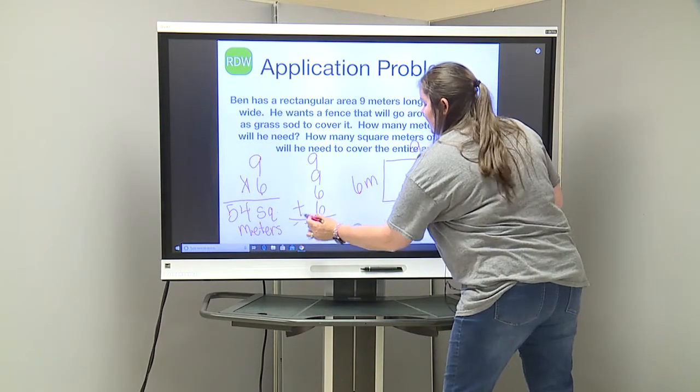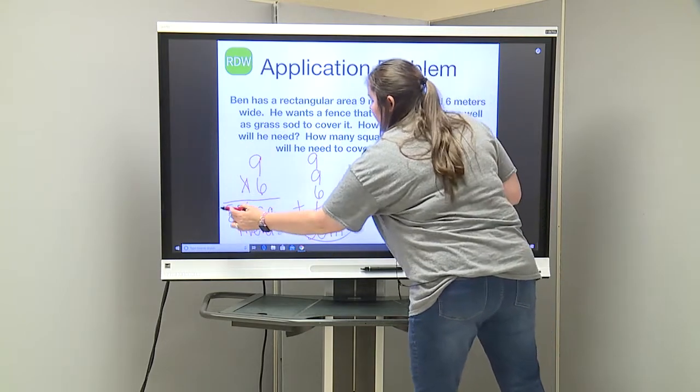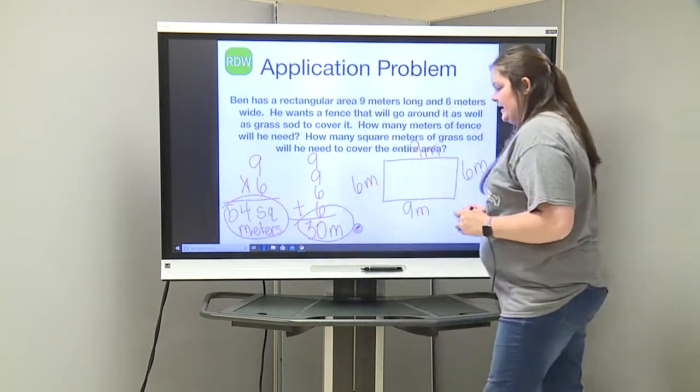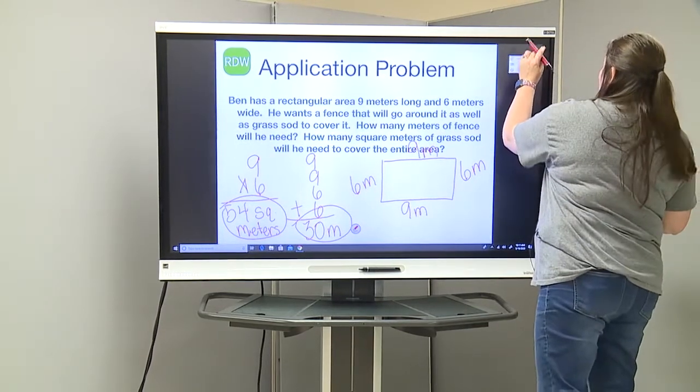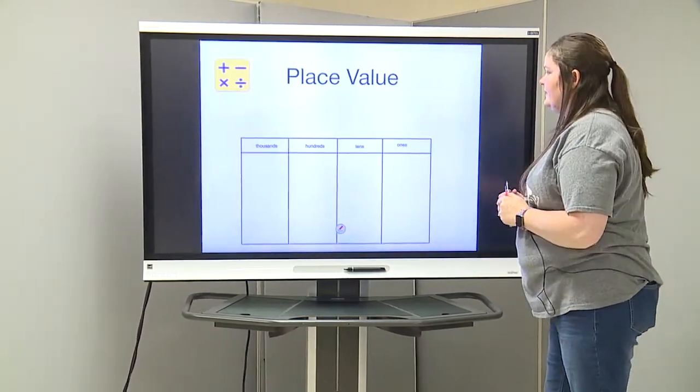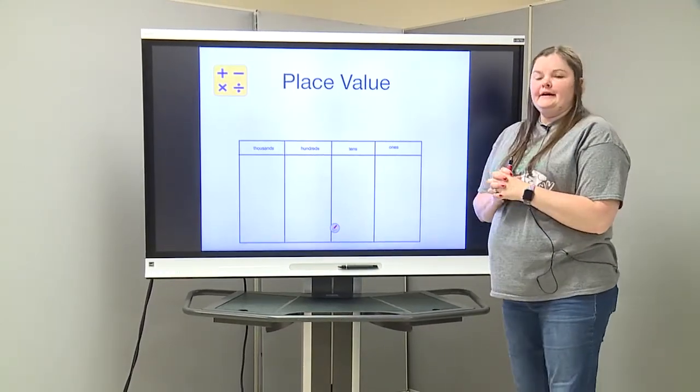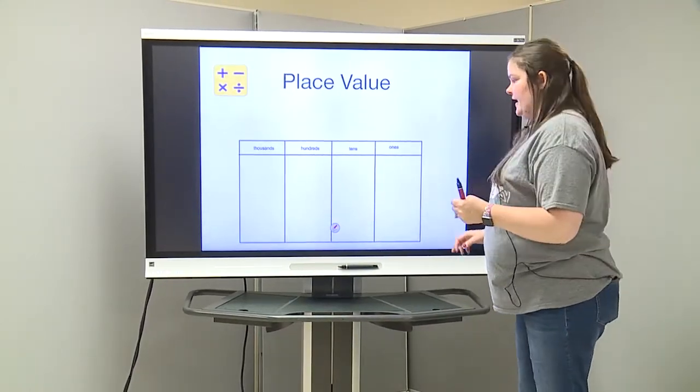So he needs 30 meters of fence and 54 square meters of grass sod. All right. Let's keep going. All right, now this is just a little fluency activity about place value.